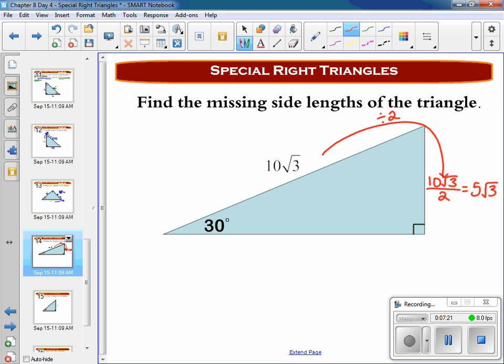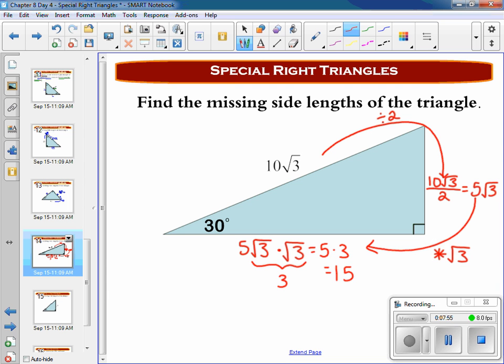And then to get from the short leg to the long leg, we multiply by the square root of 3. So now I have 5 times the square root of 3, which is my short leg, times the square root of 3. Remember, the square root of 3 times the square root of 3 gets rid of the square roots completely, and you're just left with 3. Square root of 3 times the square root of 3 is just 3. And 5 times 3 is 15. So that is your long leg of the triangle.